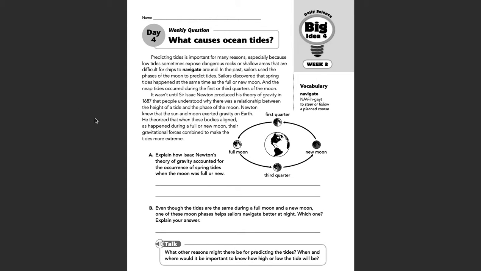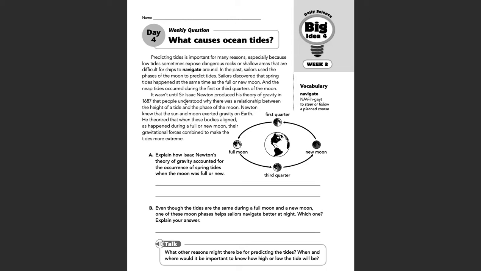So, first paragraph, predicting tides is important for many reasons, especially because low tides sometimes expose dangerous rocks or shallow areas that are difficult for ships to navigate around. In the past, sailors used the phases of the moon to predict tides. Sailors discovered that spring tides happen at the same time as the full moon or new moon, and the neap tides occurred during the first or third quarters of the moon.